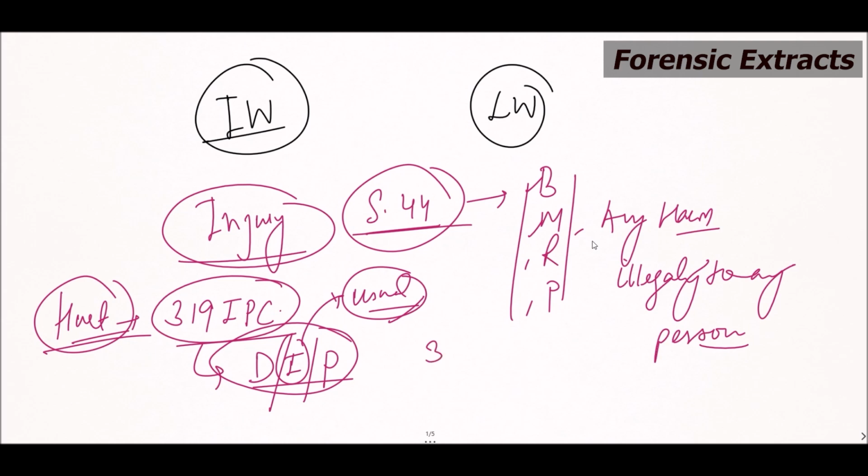Now the grievous hurt is given in section 320 of IPC. There are 8 clauses as we have discussed previously. So now the basic difference between these injuries is based on the type of force applied.